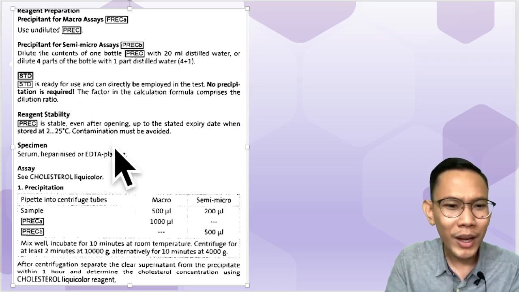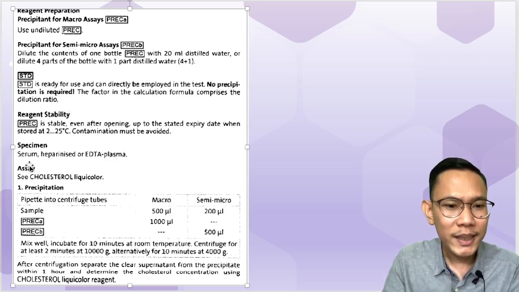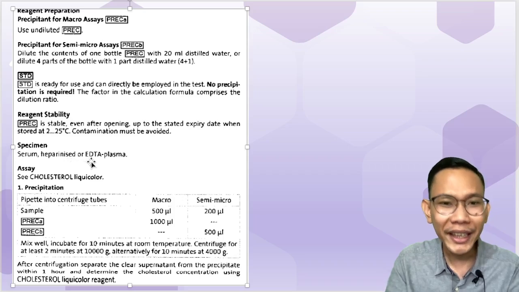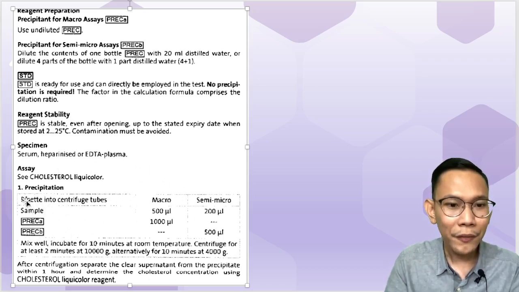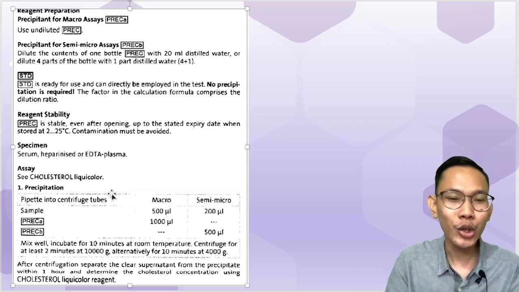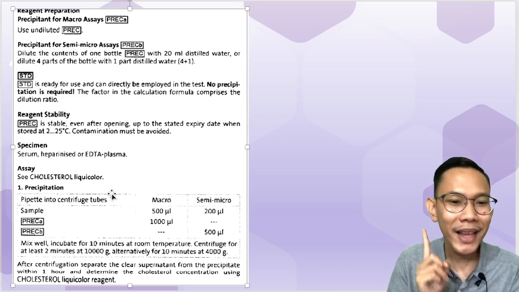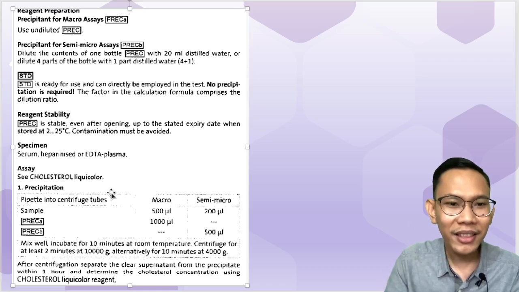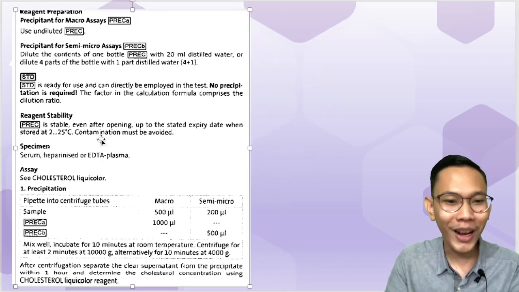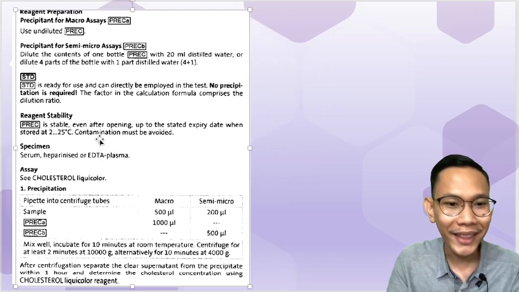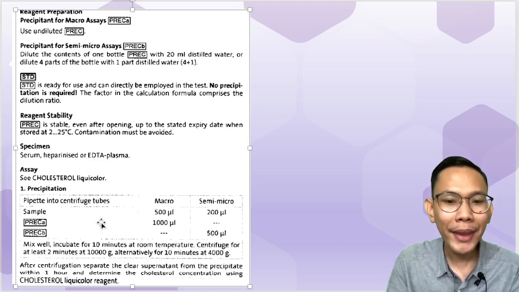Stability, you can read on this one. Specimen: serum, heparinized, or your LDL plasma. So this is now the procedure na ating gagamitin. First is you do your precipitation. Ano nga ang precipitant na ginamit natin? Phosphotungstic acid and magnesium chloride. Yan yung precipitant na ginamit natin. Remember that.